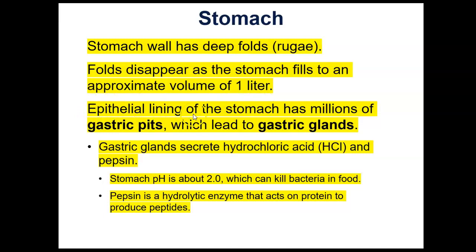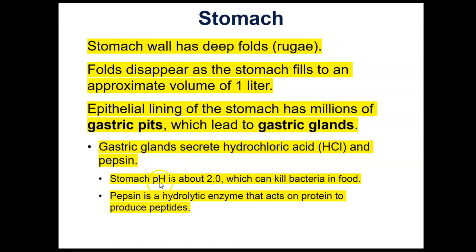The epithelial lining of the stomach, in the stomach mucosa, has millions of gastric pits, which lead to gastric glands. And those gastric glands secrete hydrochloric acid and pepsin. The acid causes the stomach pH to be around 2, which is very, very acidic compared to the rest of body fluids, which are closer to 7, a little bit above 7, so slightly basic.